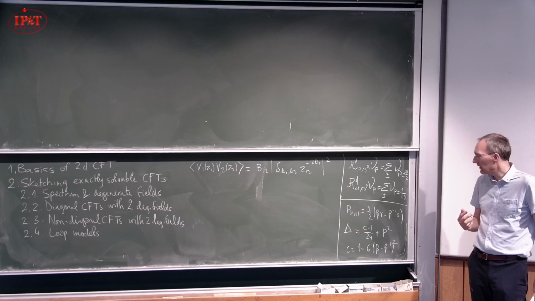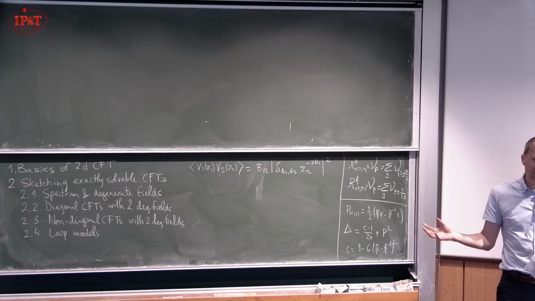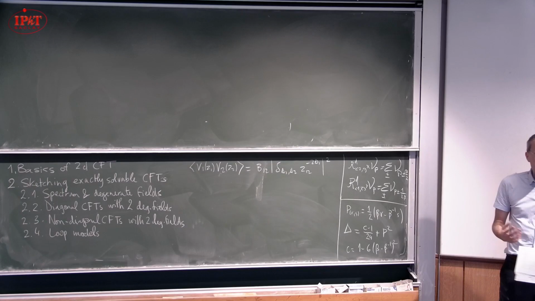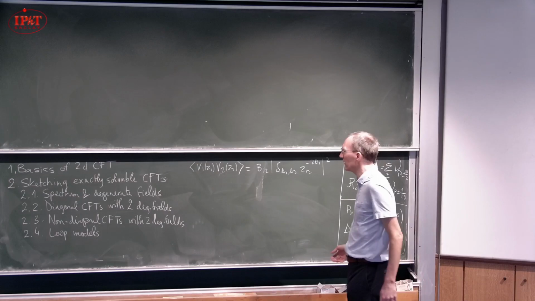Then we move to non-chiral CFT, meaning coupling the left-moving Virasoro algebra with the right-moving Virasoro algebra. So fields now have a left and a right conformal dimension. And we have extra constraints that come with that. I mean, the constraint that our correlation functions basically are single-valued. And in particular, we could derive the two-point function.